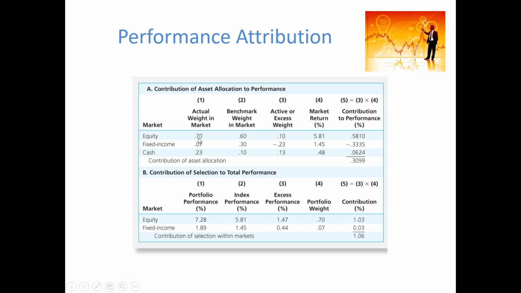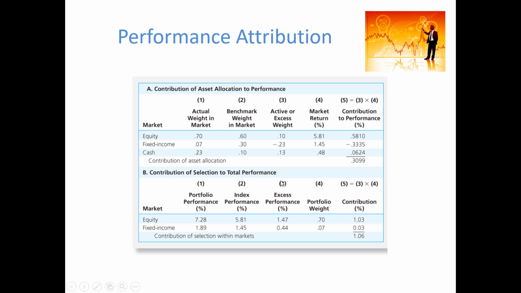Now we can see that we have overweighted equity in our managed portfolio by 10%. We have underweighted investment in bonds by 23%, and we have overweighted investment in cash by 13%. So these excess weights are multiplied by the benchmark returns: 5.81% for equity, 1.45% and 0.48% for fixed income and cash respectively. And these are the multiplication results, and when we sum them up, we find 0.3099. So this 0.31% is the contribution of the asset allocation decision.